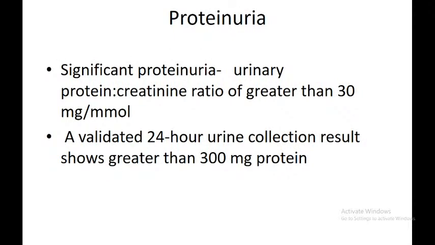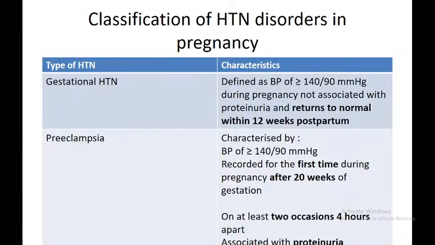And coming to the proteinuria, this is also one of the diagnoses apart from hypertension. If a woman has a significant proteinuria, then we label that the woman has pre-eclampsia. So when do we say that a woman has proteinuria? Significant proteinuria is a urinary protein creatinine ratio of greater than 30 milligrams per millimole, or else a validated 24-hour urine collection with more than 300 milligrams of protein. So this is considered to be a significant proteinuria in pregnancy.